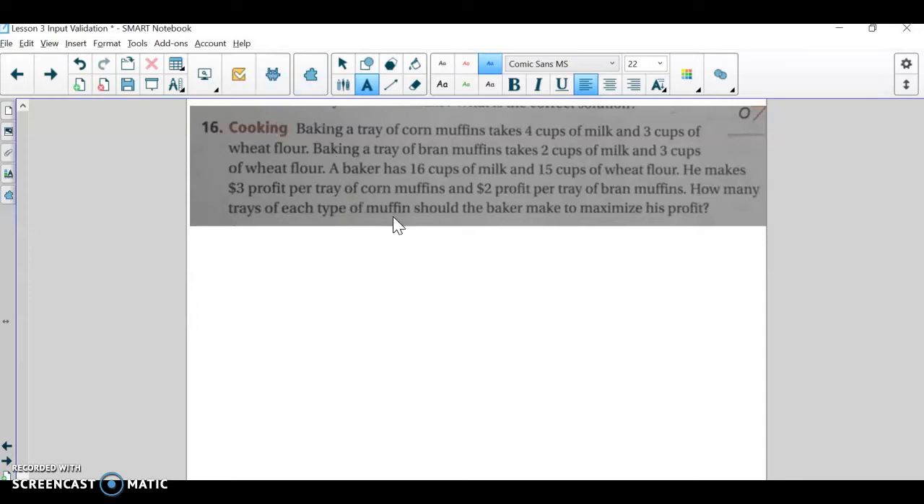Okay, so this question is about making corn muffins and bran muffins. It makes no sense because bran muffins are disgusting and you should just make all corn muffins because they're clearly better. But at any rate, I guess we're trying to make some money here. And so our function we're trying to maximize is a profit function.